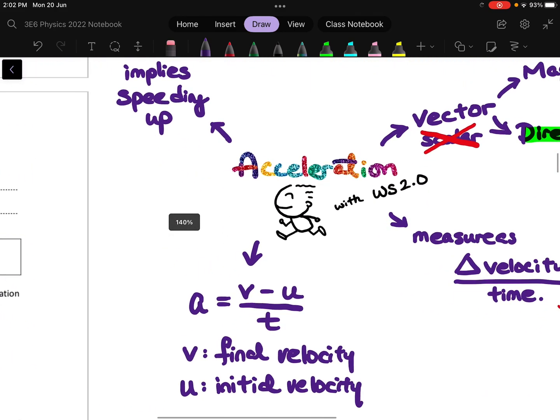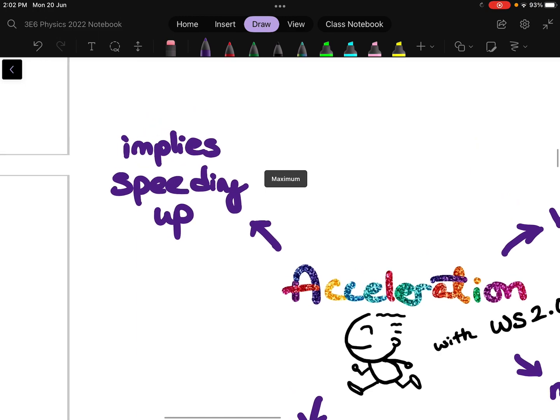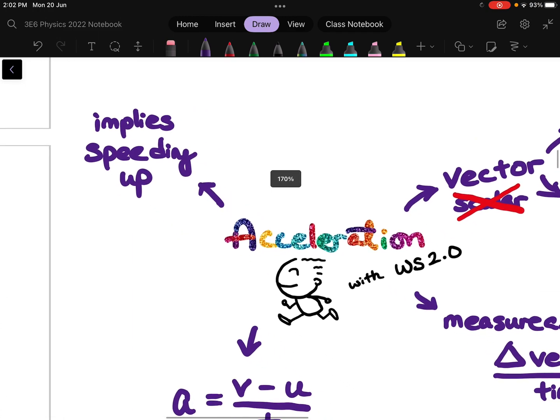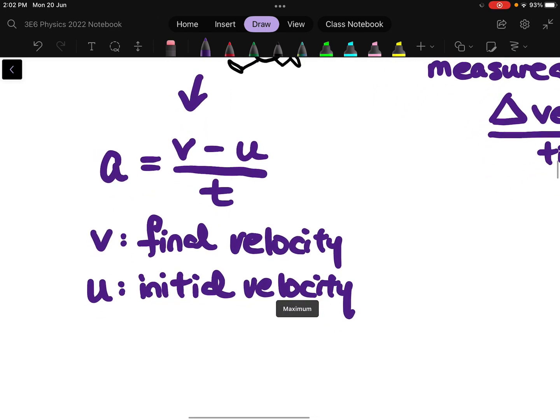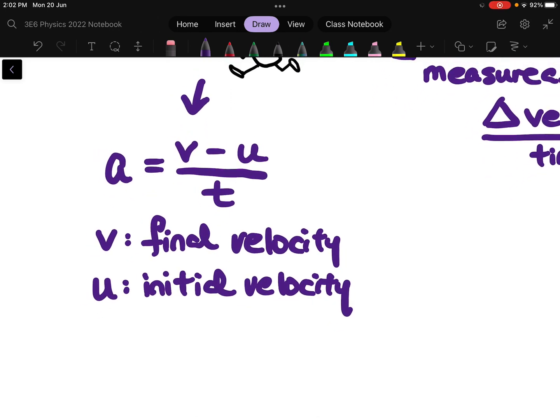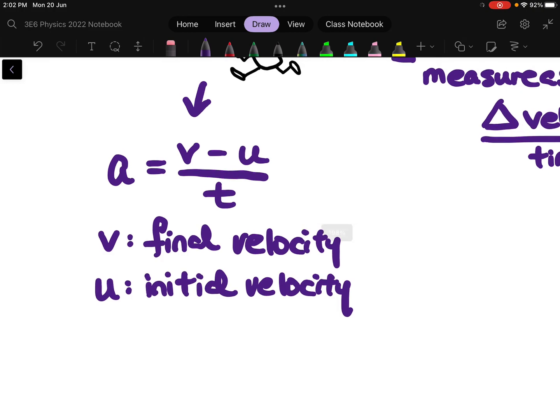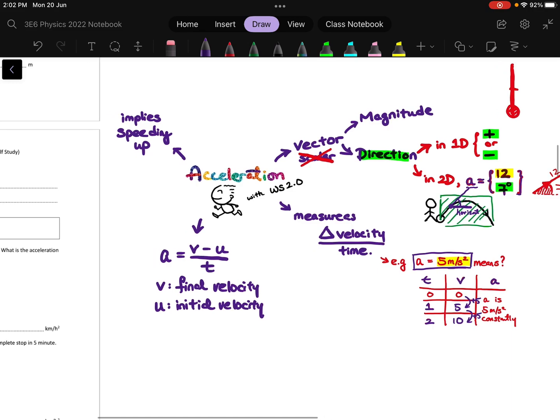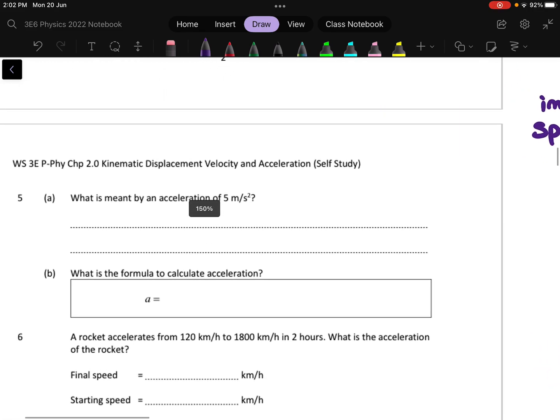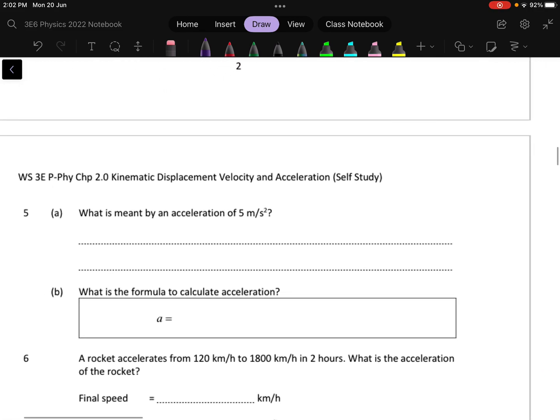acceleration simply can imply that things are speeding up at a certain rate. So the formula to calculate acceleration is quite straightforward. It is just v minus u over t, where v is the final velocity and u is the initial velocity, and then over time. So with this, what you can do now is that you can already fill this up, right? So we can fill it up together.